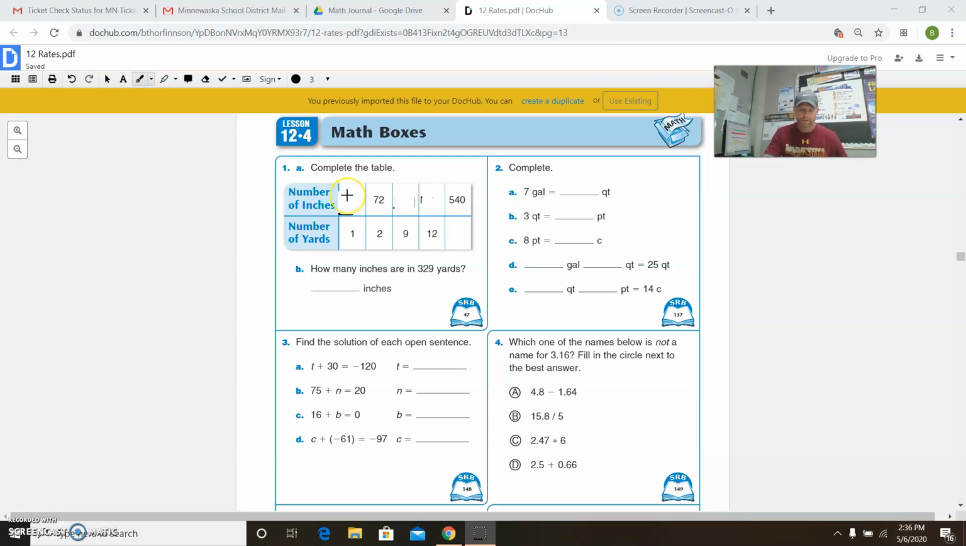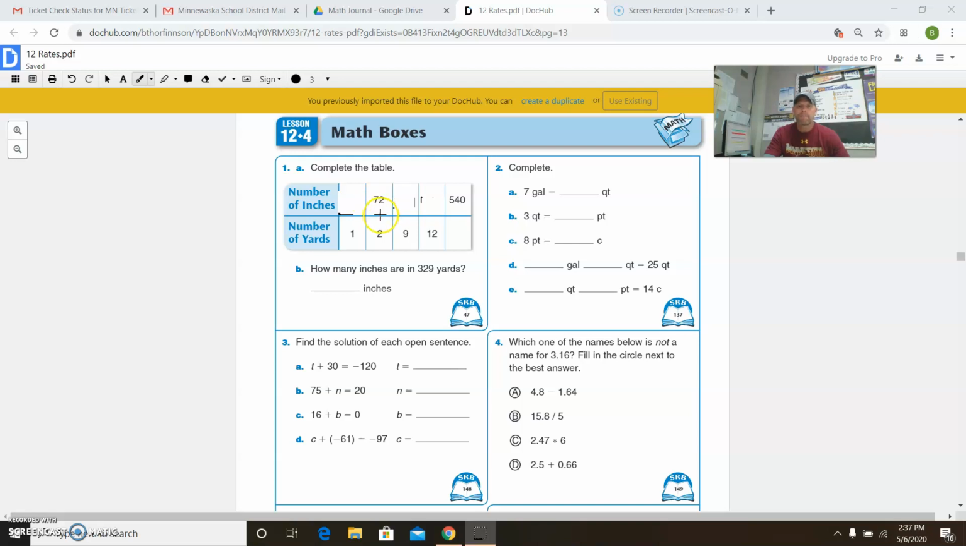All right, guys, let's go through page 321 and correct these. Looking at that first chart, number of inches per number of yards. We're working with rates, and that's what we've been working with in this chapter. What we're given is in 2 yards, there's 72 inches.